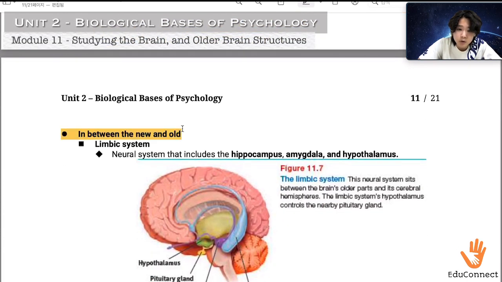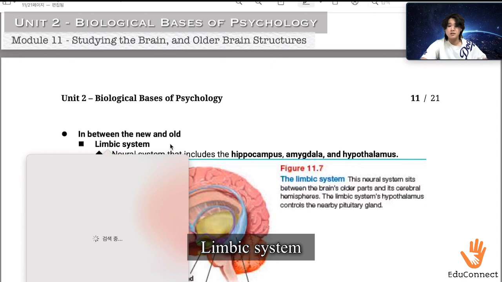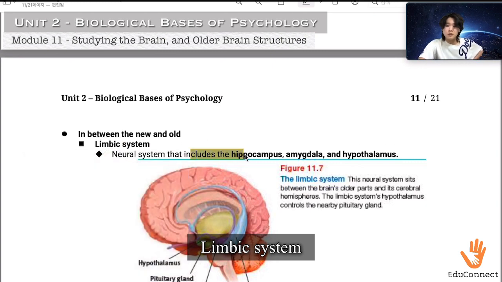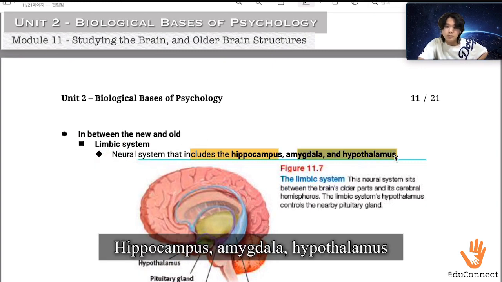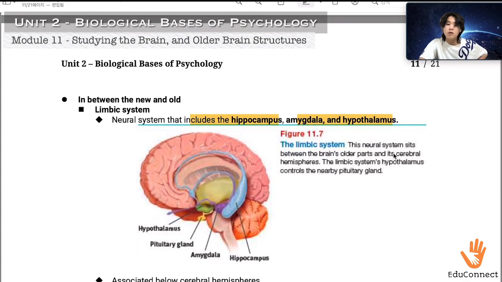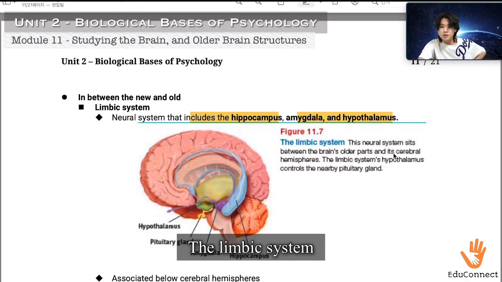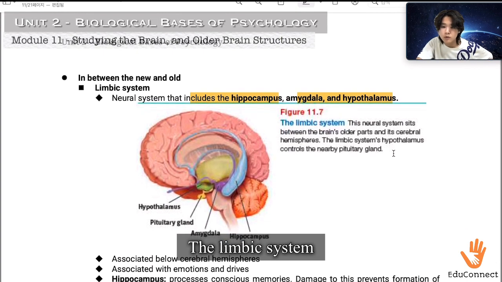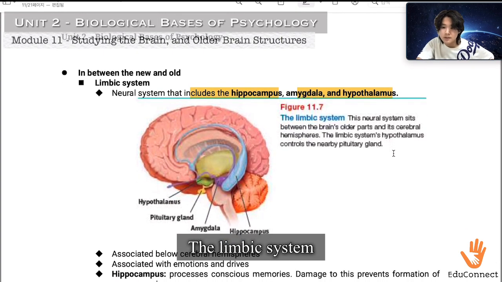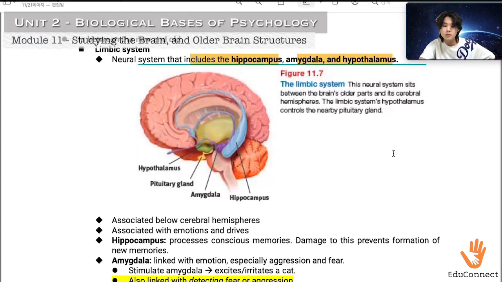In between the new and old is the limbic system. The neural system that includes the hippocampus, amygdala, and hypothalamus is the limbic system. This neural system sits between the brain's older parts and its cerebral hemispheres. The limbic system's hypothalamus controls the nearby pituitary gland. So please refer to the image.